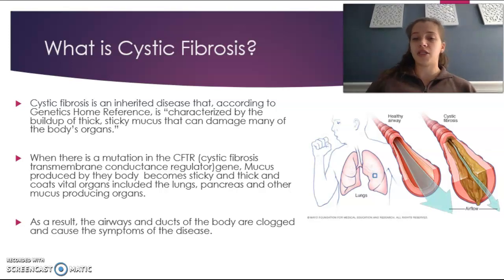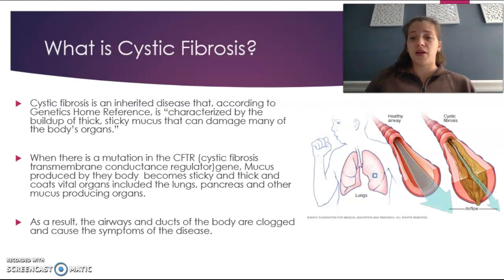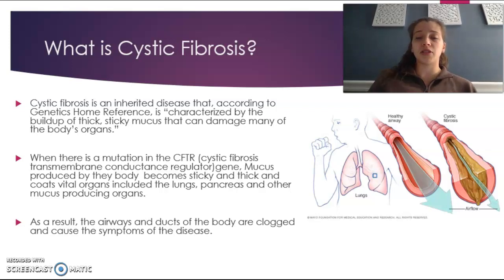For now, all you really need to know is that if there's a mutation in the CFTR gene, the mucus that is naturally produced by the body becomes very thick and sticky, and it coats vital organs of the body, including the lungs and the pancreas. As a result of this buildup of mucus, the airways and the ducts of the body are clogged. And this is also a recurrent pattern. And this results in permanent damage of the lungs, as well as formation of scar tissue, which is also called fibrosis, and the buildup of cysts in the lungs, hence the name cystic fibrosis.